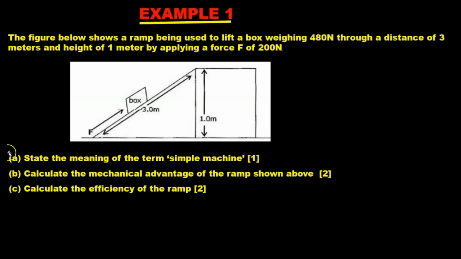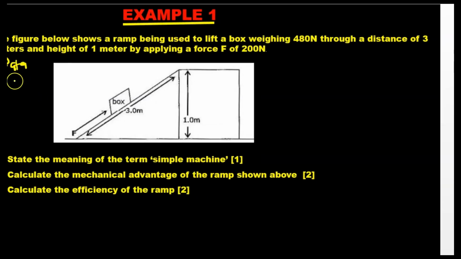Okay, so this is the first example that we are going to look at, and the question reads: the figure below shows a ramp being used to lift a box weighing 480 Newton through a distance of 3 meters and a height of 1 meter by applying a force F of 200 Newton. Let us put it here.